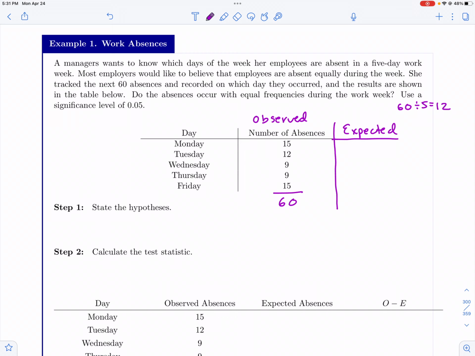Give us 12. So that means that on Monday there were 12 absences, Tuesday there were 12, Wednesday 12, Thursday 12, Friday 12. So again, this will equal 60, which is what we want. So that's going to be our observed and our expected for this one. So this looks perfect. So again, our hypotheses for these are going to be the same for all of them. So H naught is O equals E, and the alternative is O is not equal to E. And again, we're at the alpha equals 0.05 level for this one.